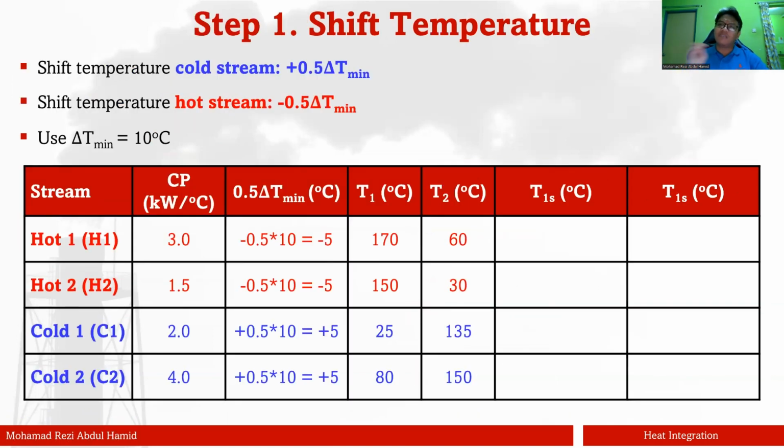Okay, there are several steps. Basically, it can be divided into three steps. The first step is that you need to shift the temperatures. As you see on the slide right now, any cold stream needs to be shifted up by half of delta T minimum, while a hot stream needs to be shifted down by half of delta T minimum. Now that we have a delta T minimum of 10, for hot streams H1 and H2 the shift will be -5 here and -5 here. And for cold stream 1 it's going to be +5, as well as +5 for cold stream 2.